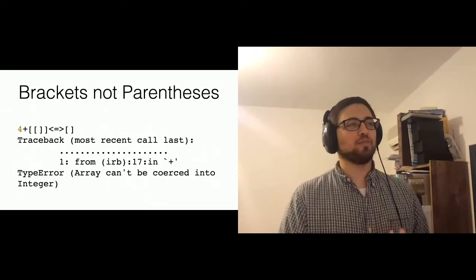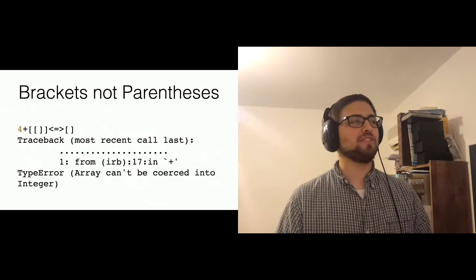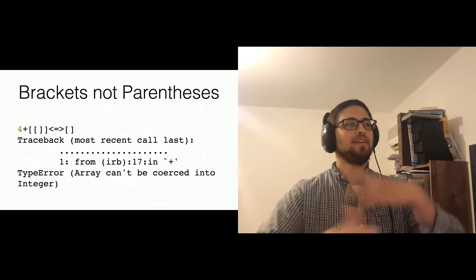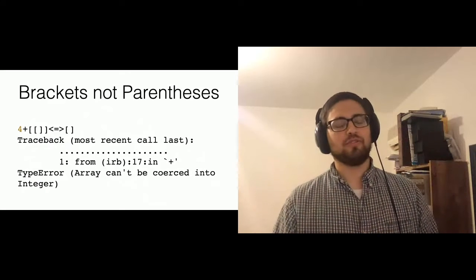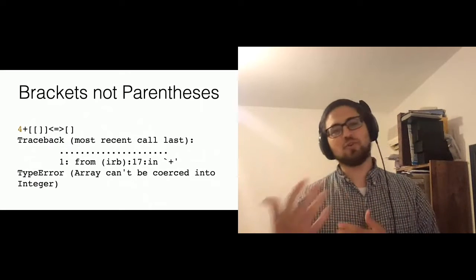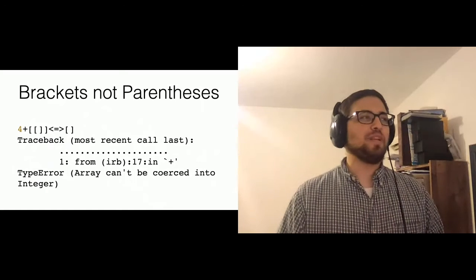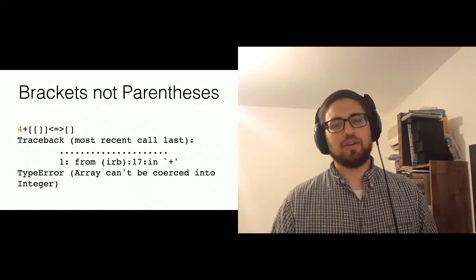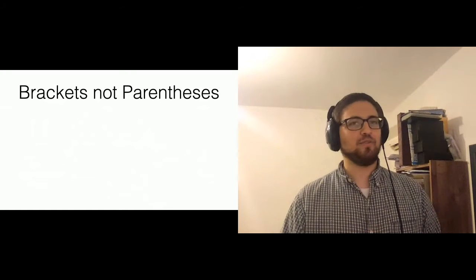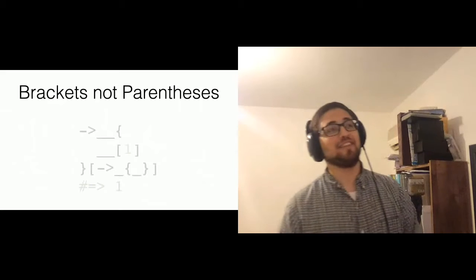But Ruby actually interprets this, because of just the order of operations, as 4 plus array, spaceship over to another array. And it doesn't know what to do with 4 plus array, right? Array can't be coerced into an integer. So we need to do something about that last one. And we actually do have a strategy. It's called the identity function.